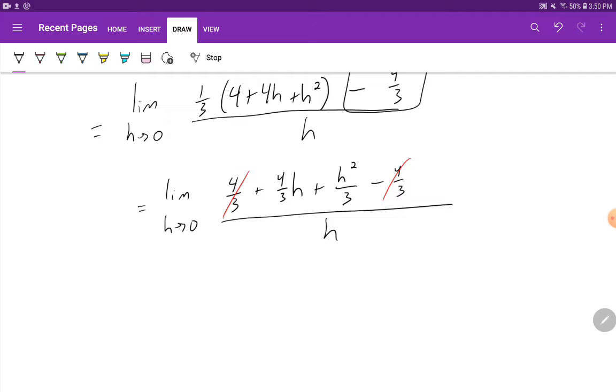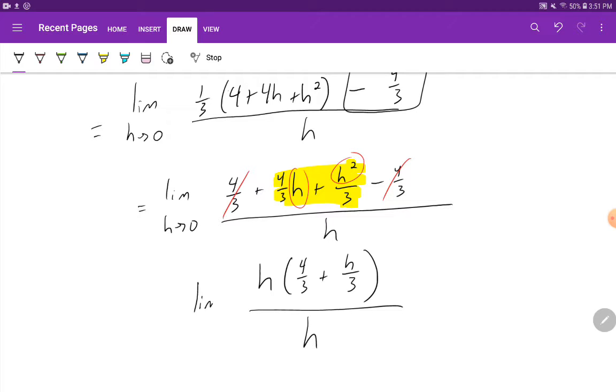What you should see here is that these two terms actually have an h in common. Do you guys see that? Right? This one has an h. This one also has an h, right? Or at least an h squared. So in this step, what I'm going to do is factor out an h. I'm going to factor out the h. I'm left with 4/3 plus h over 3 all over h.